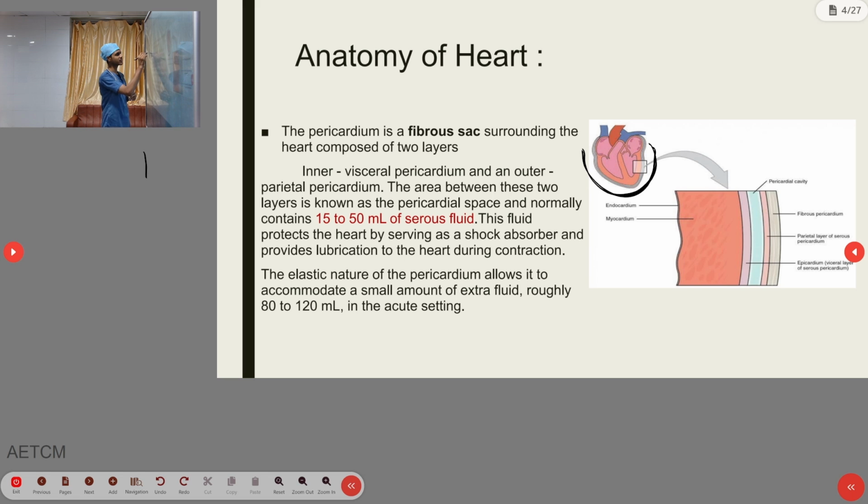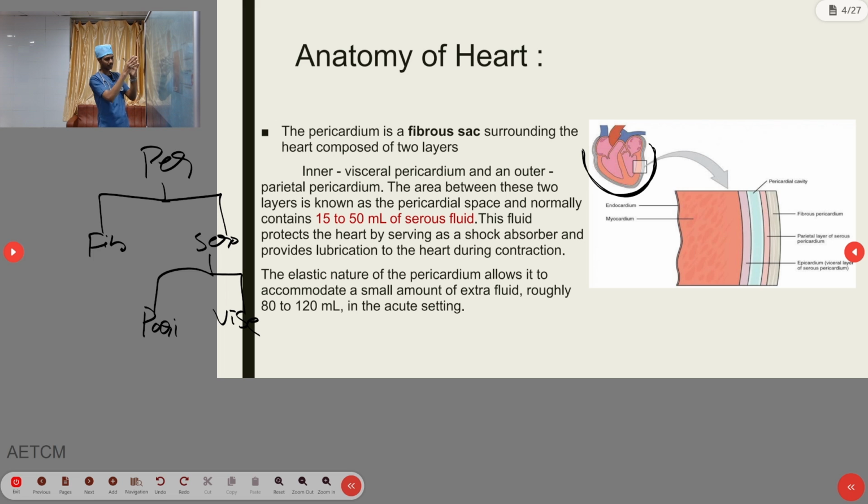Coming back to the pericardial covering, we have two major parts: the fibrous pericardium and the serous pericardium. The outer is the fibrous pericardium, the inner is the serous pericardium. The serous pericardium again has two portions: the outer parietal layer and the inner visceral layer. The space between the parietal and visceral layers is called the pericardial area, or pericardial cavity.